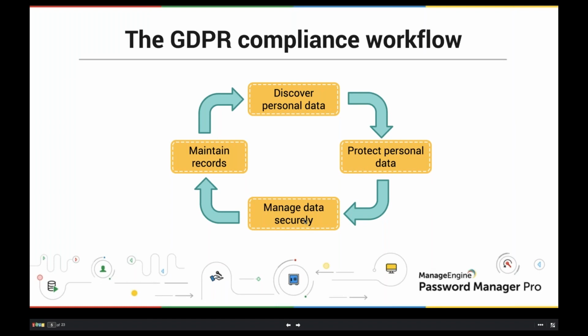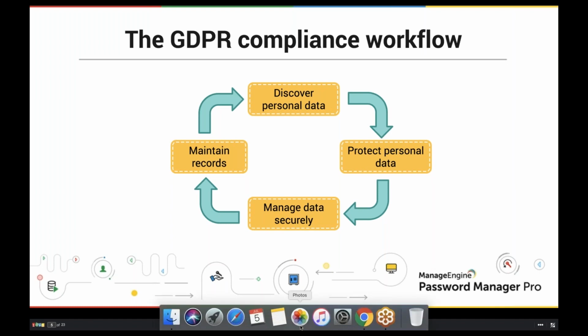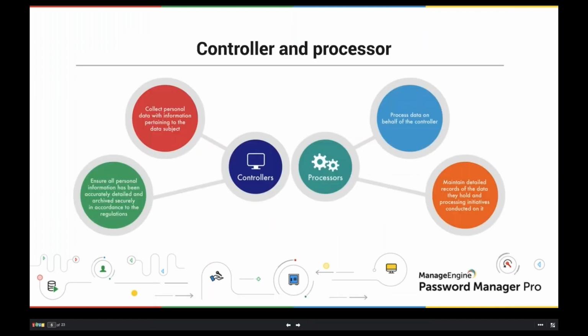So now, what do we actually need to do in the GDPR compliance workflow? First, discover what the personal data is, protect that personal data properly, and ensure that data is managed securely by taking necessary steps like encrypting the data when it's stored, and also maintain records of who has access to what data. So this is the compliance workflow which needs to be followed.